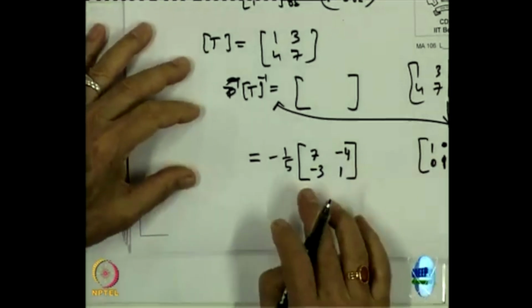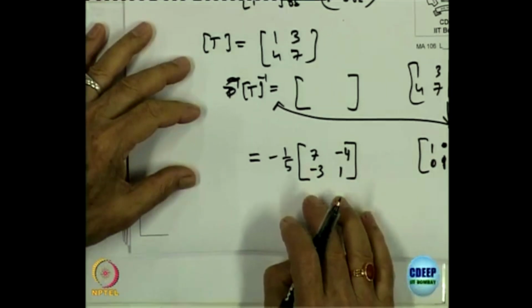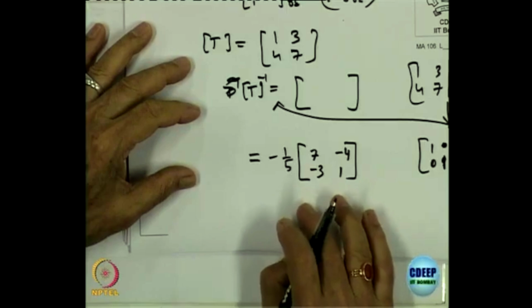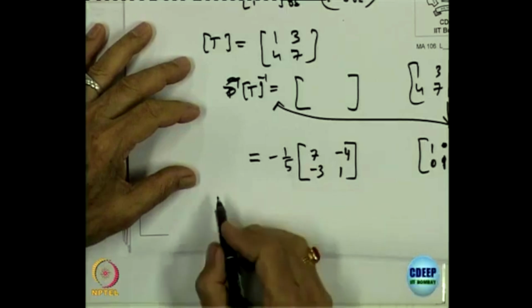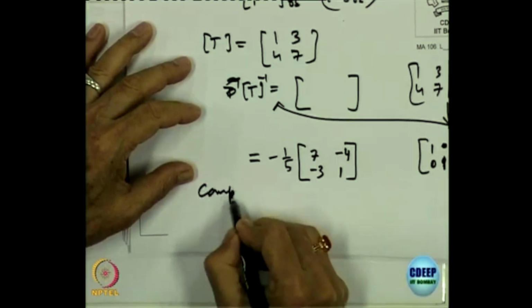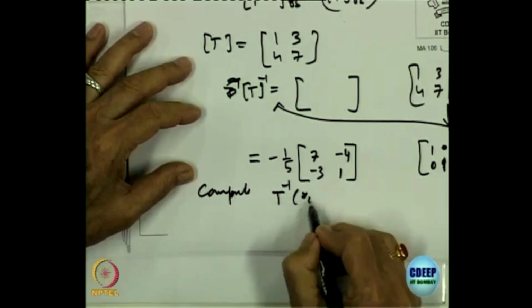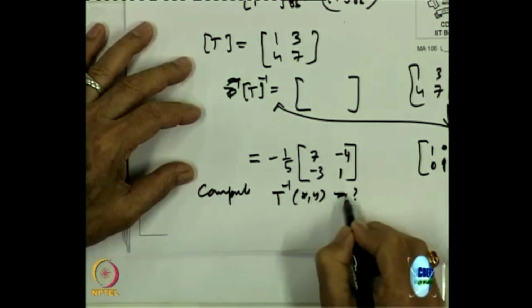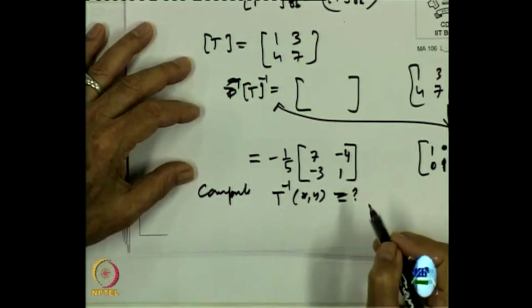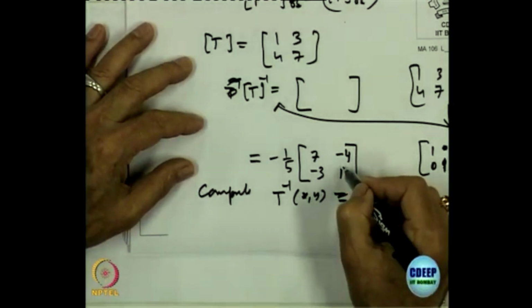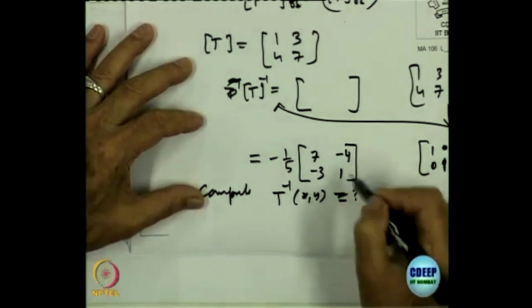Now not only have I found the inverse, I can now find what my inverse linear transformation is. So let us compute T inverse of (x, y). What is that equal to? If I want to find it, I can even do that, because I have already gotten the matrix of it. So what is T inverse of (x, y)?